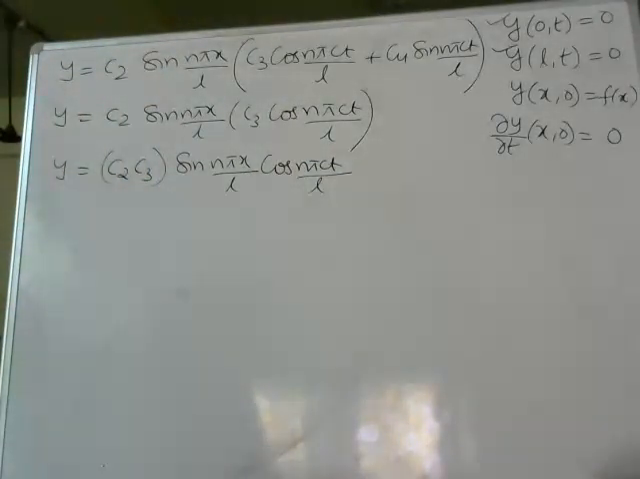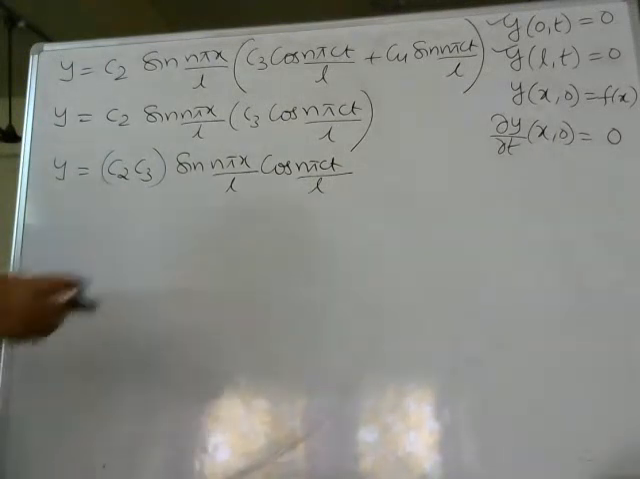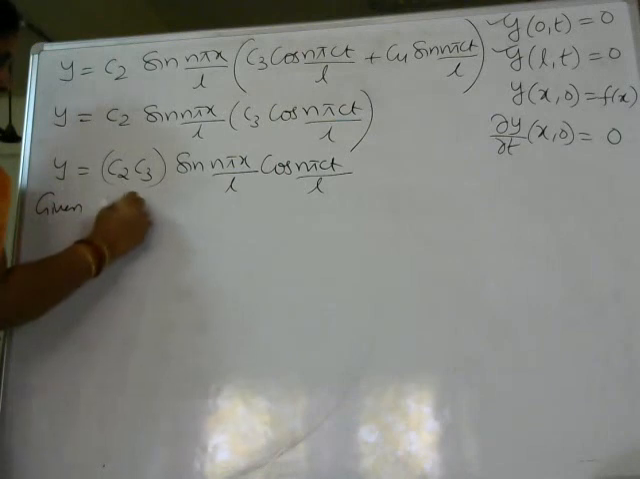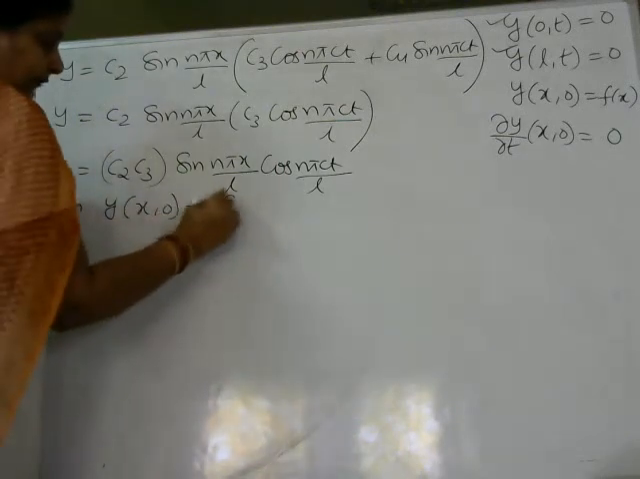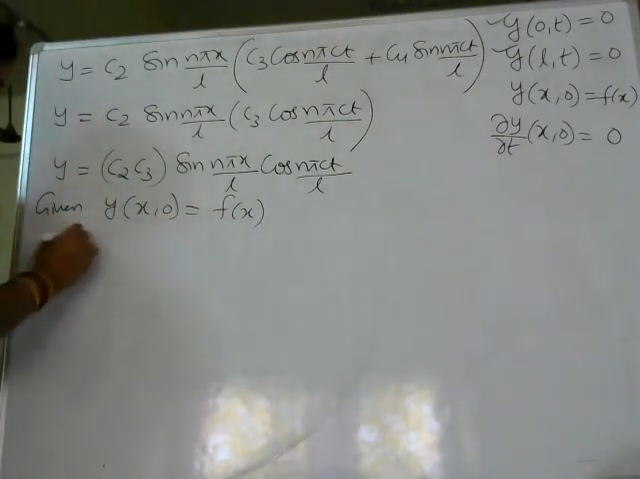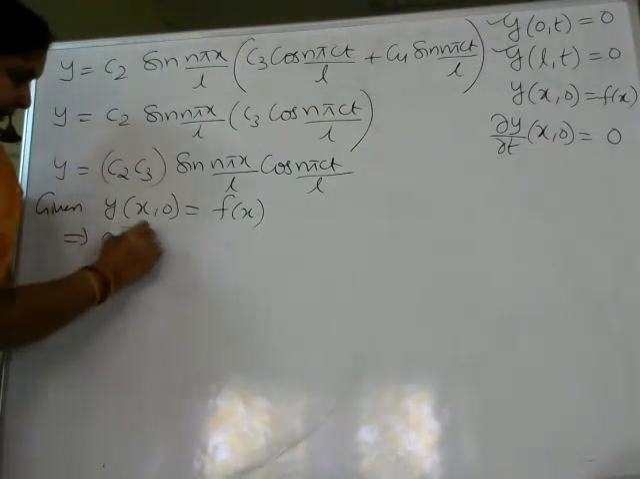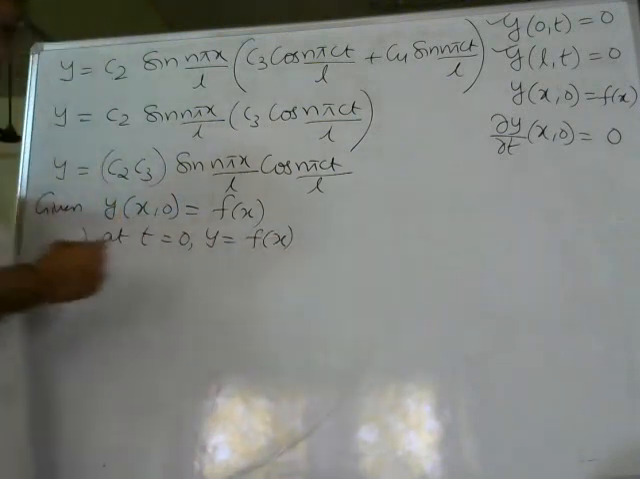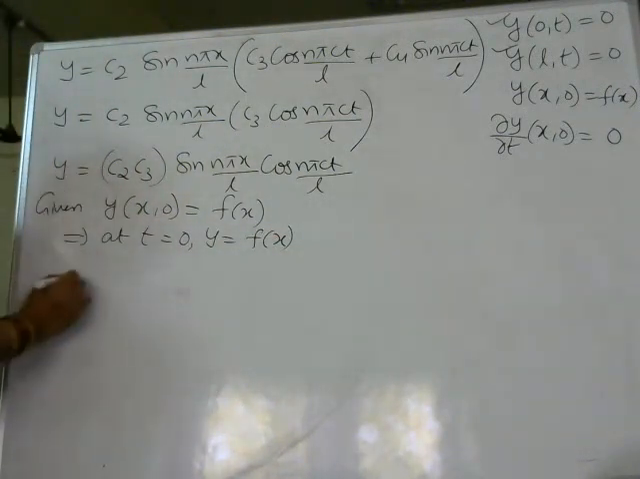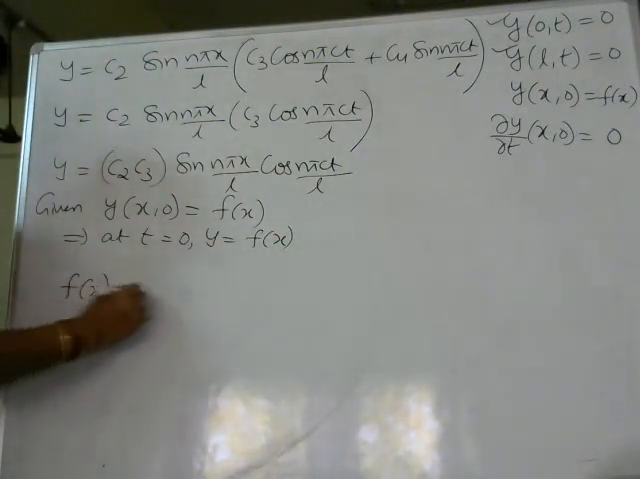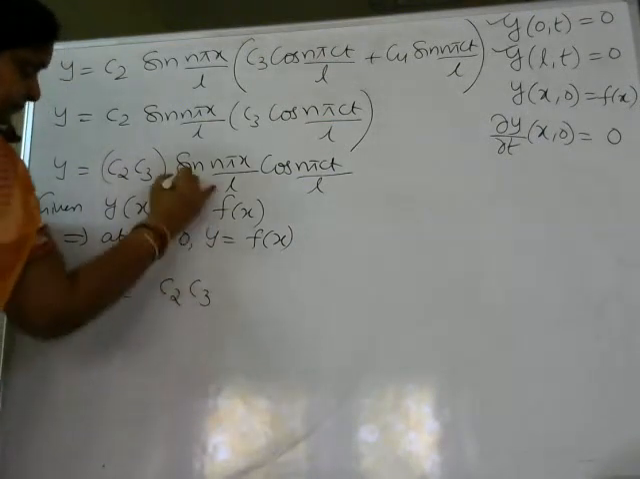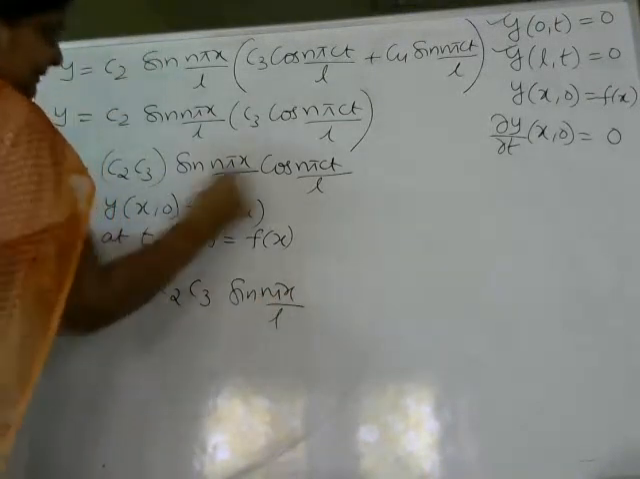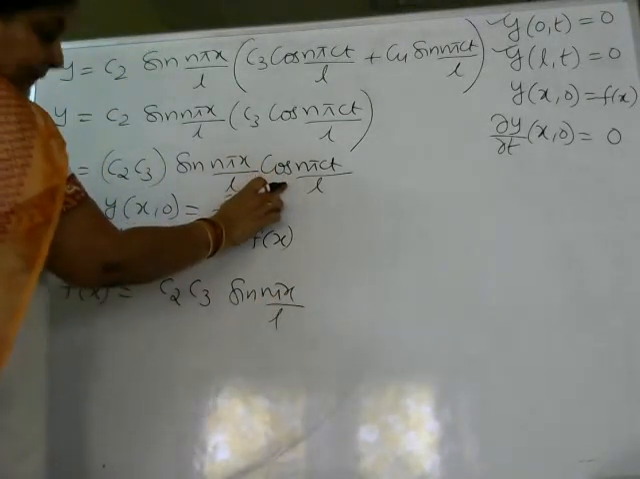Now we'll see what actually the fourth condition is. What is the fourth condition we have given? y at (x, 0) equal to f(x). What is the meaning of that? At t equal to 0, y is equal to f(x). This is the condition given. We'll substitute. y is equal to f(x) is equal to C2 C3 sin(nπx/L). At t equal to 0, cos 0 is 1.